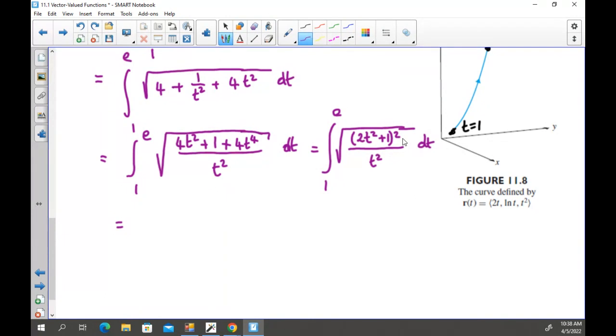Now, I can remove the square with the square root. So this is the integral from 1 to e of 2t squared plus 1 over t, like this, dt. Can you see that? Yeah? Okay. Now, what do you think after this? How are we going to integrate this?